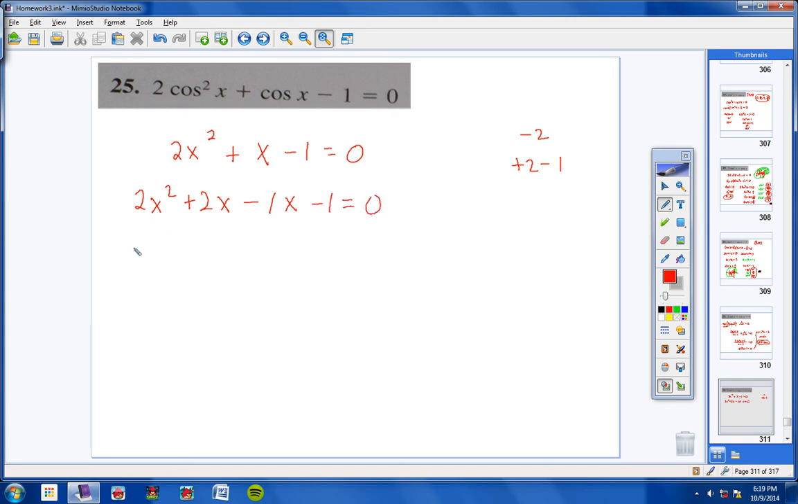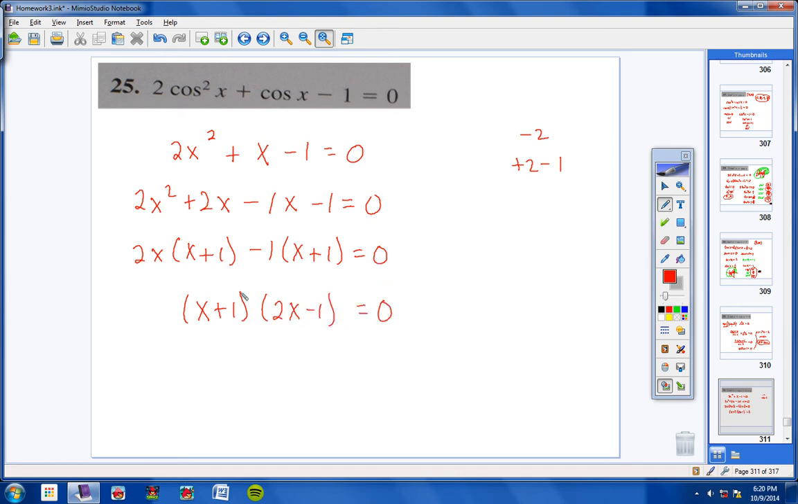Pull out what's common in the first two terms, and you're left over with x plus 1. Pull out what's common here, a negative 1, and you're left with x plus 1. Write your matching parentheses once, and your other parentheses would be 2x minus 1.